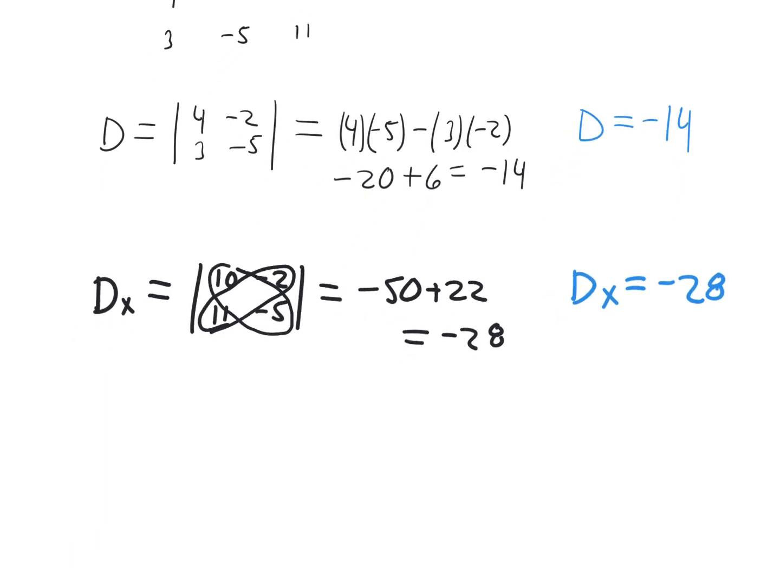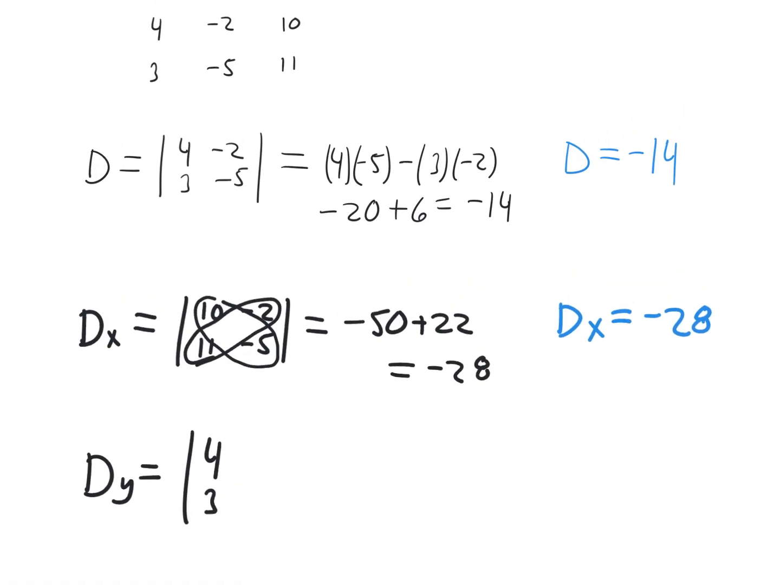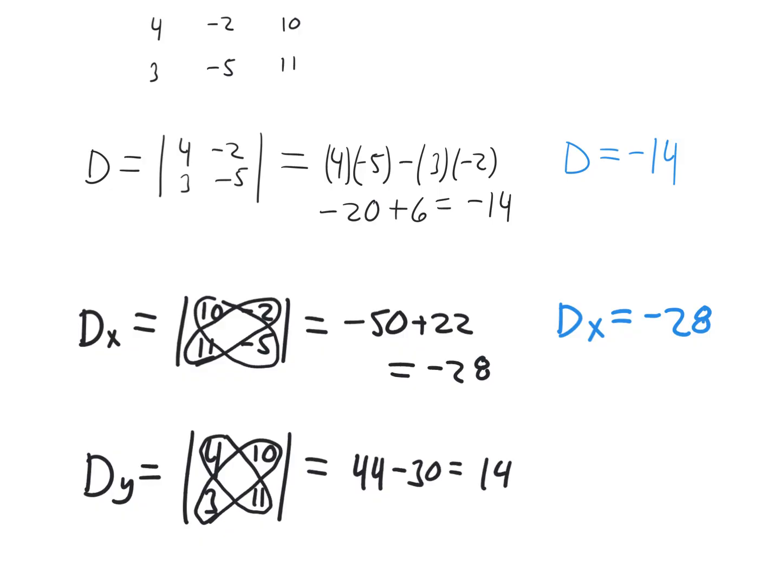All right, we'll do the same thing with y. All right, so let's do Dy. Our x column is going to be the same now, 4, 3. And then you're going to replace the y column with the numbers now, so 10 and 11. Same exact thing, you're going to find the determinant of this. 4 times 11 is 44. Good, right? So then minus 10 times 3 is 30. And so we get 14. That means Dy is 14.